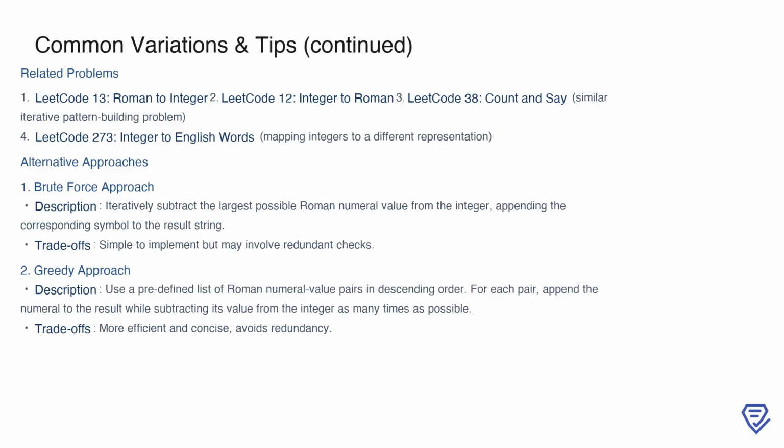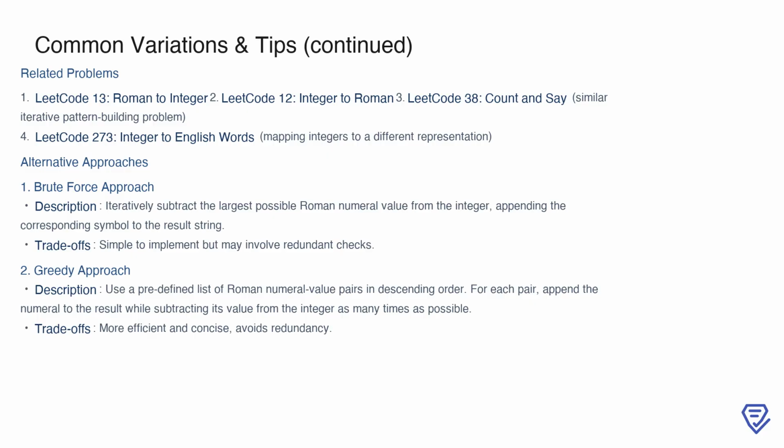Now, let's talk about alternative approaches to solving this problem. The brute force approach is one option. Here, you would iteratively subtract the largest possible Roman numeral value from the integer and append the corresponding Roman numeral symbol to your result string. While this method is simple to implement, it can involve redundant checks, which makes it less efficient.